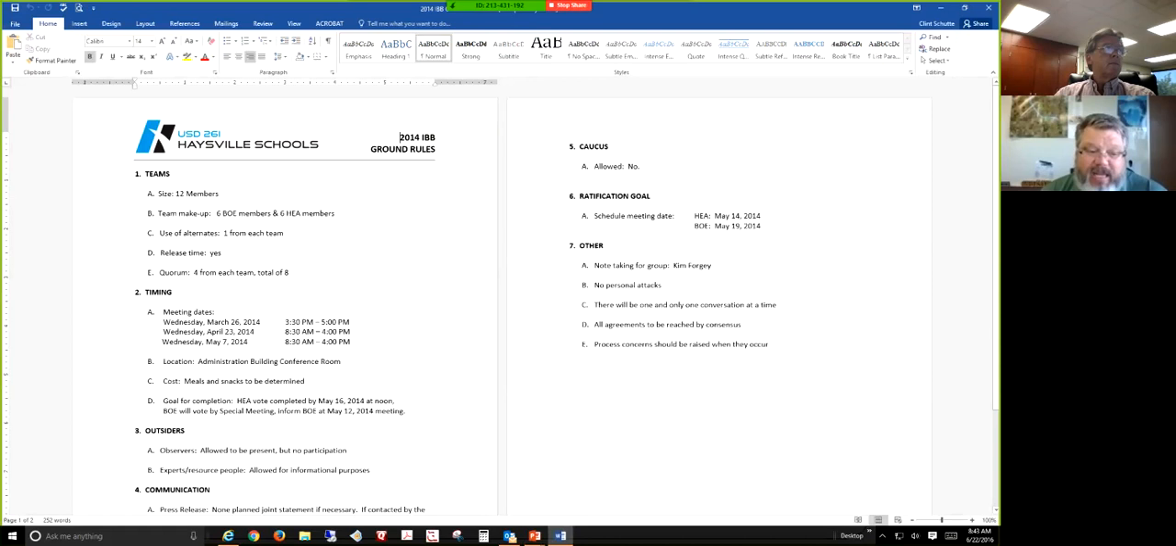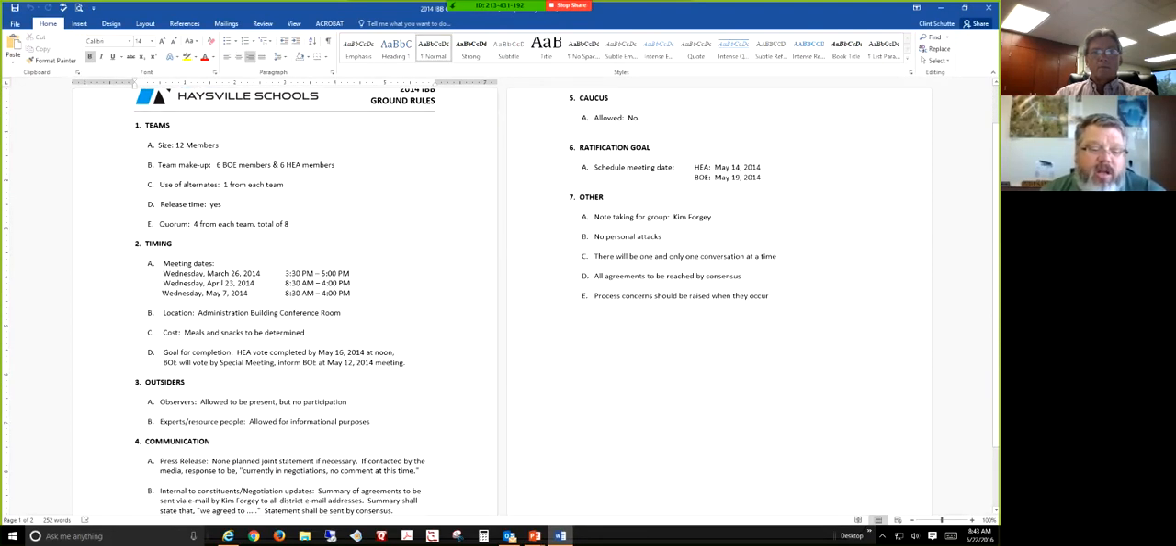So you will see, if you can look at our ground rules here, we included a tremendous amount of detail, including what size will the teams be? Can we allow any alternates? Are we going to allow release time? What constitutes a quorum, down to the dates, the location, who's going to bring snacks, what are our goals? Do we allow outside people in? Do we allow a caucus? What's our schedule for ratification, including what's our plan for communication?